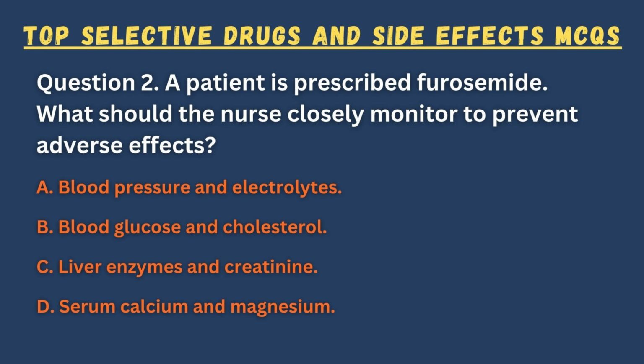Question 2. A patient is prescribed furosemide. What should the nurse closely monitor to prevent adverse effects? A. Blood pressure and electrolytes. B. Blood glucose and cholesterol. C. Liver enzymes and creatinine. D. Serum calcium and magnesium.